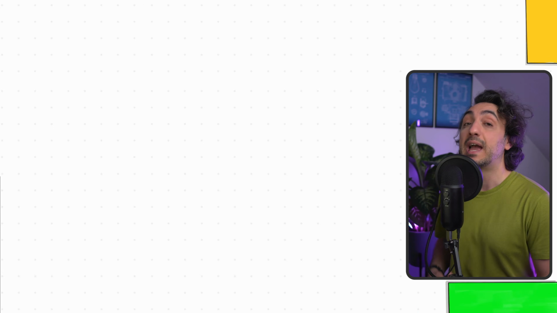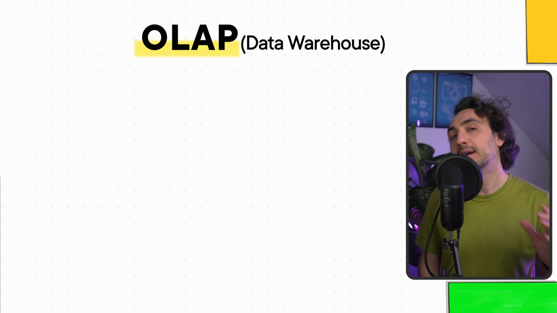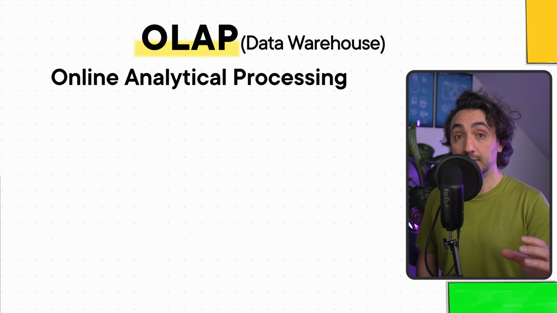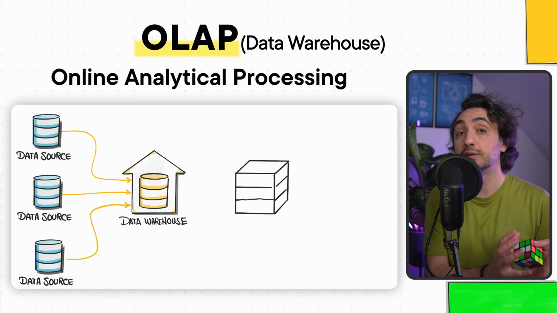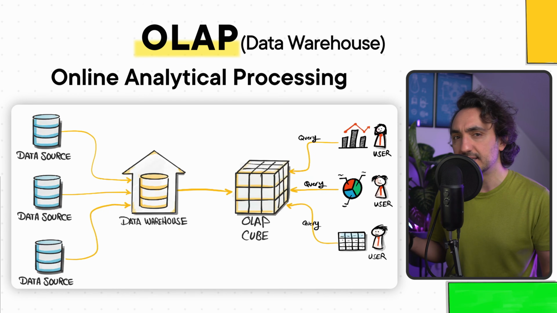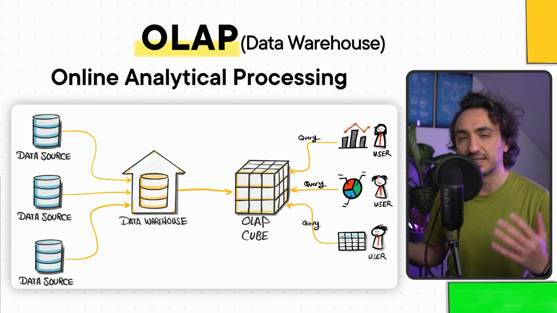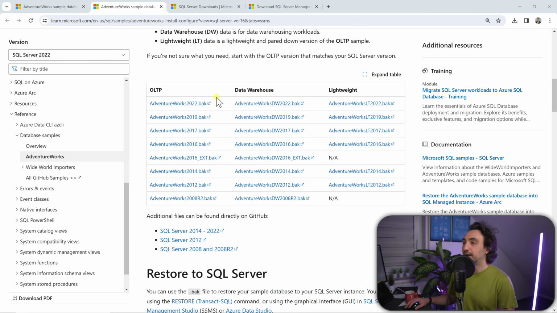But on the other hand, we have another type of databases called data warehouses or OLAP. What is OLAP? OLAP stands for online analytical processing. This type of databases is optimized to handle large amounts of data in order to do data analytics, business intelligence, maybe to build reports and dashboards, and usually they contain a data model with dimensions and facts. They form something like this, a cube. This cube can help you to do analytics, to slice the data, to filter the data, and so on.